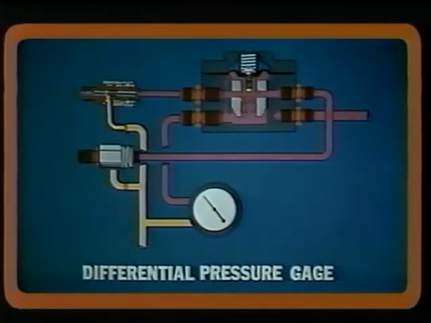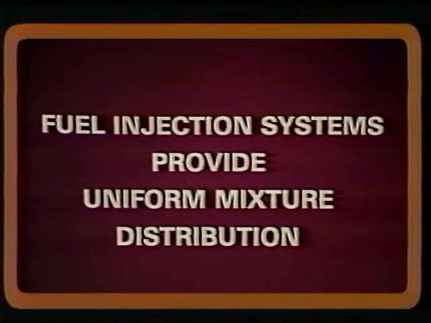The fuel flow meter used by turbocharged engines is different from meters used on normally aspirated engines. This is because turbocharged engines require a differential pressure gauge to measure the difference in pressure between the metered fuel and discharge air pressure. The main benefit of fuel injection systems over carburetors is that they provide a uniform mixture distribution.